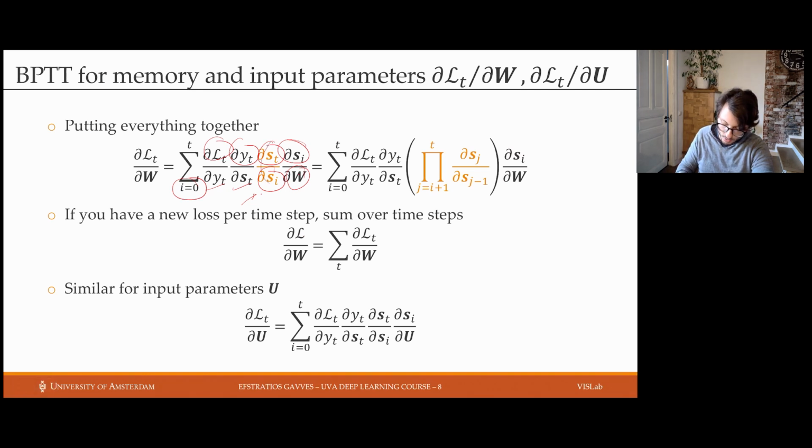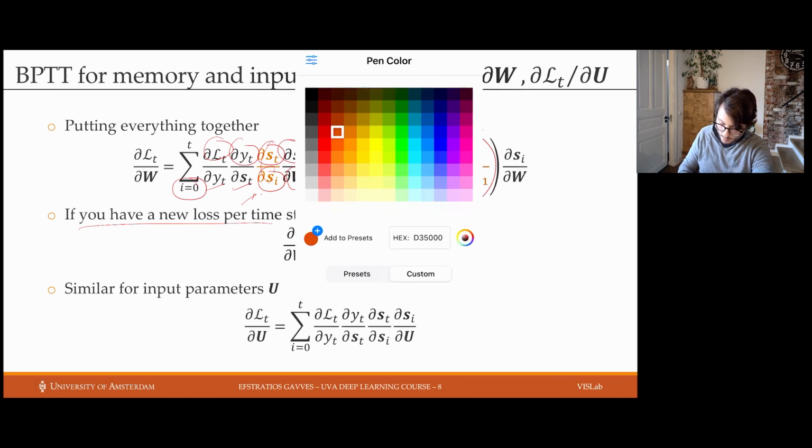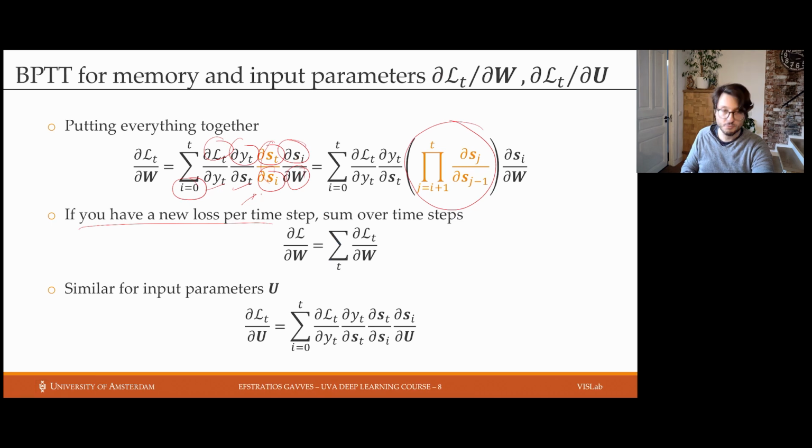this orange term here is basically something we can still do one more round of chain ruling on to make it simpler, from s_t to s_{t-1}, t-1 to t-2, and so forth. And then we arrive here at a product of Jacobians. Now, if you have a new loss per time step, we have to sum over all of them to obtain the final gradient, and we repeat exactly the same procedure for our input parameters. So our input parameters are also derived with the same process.